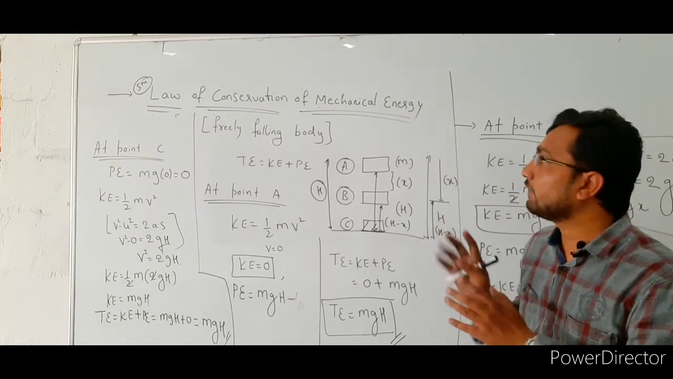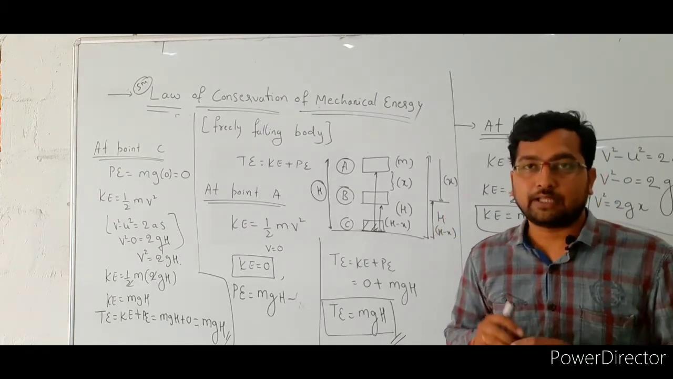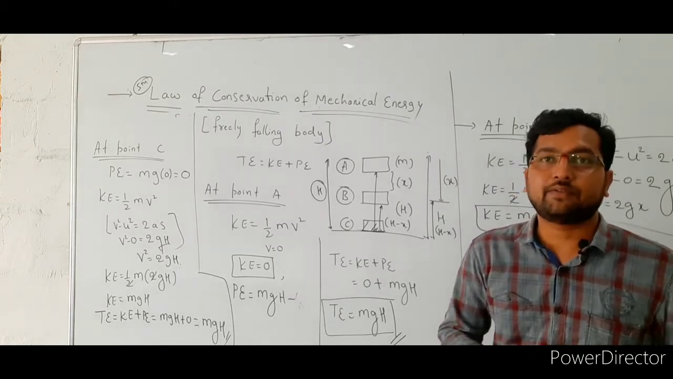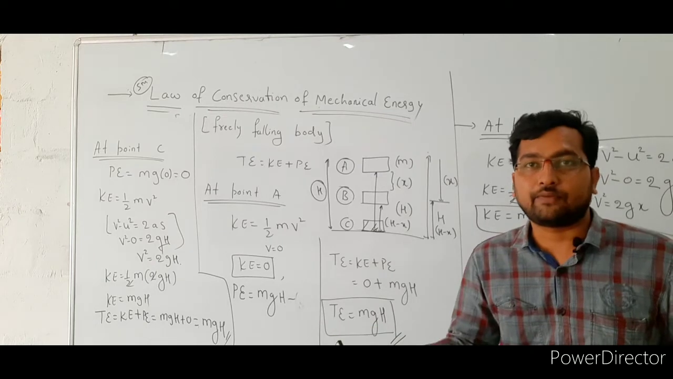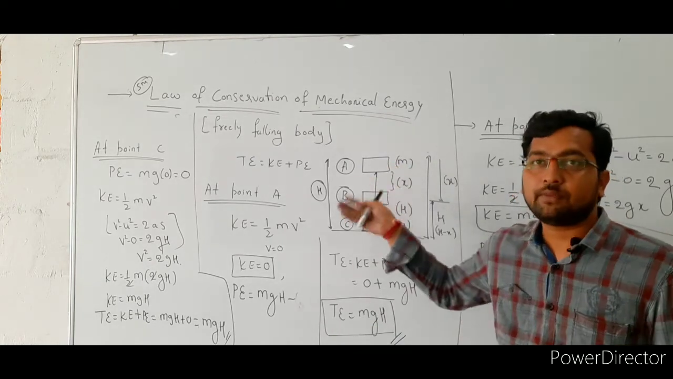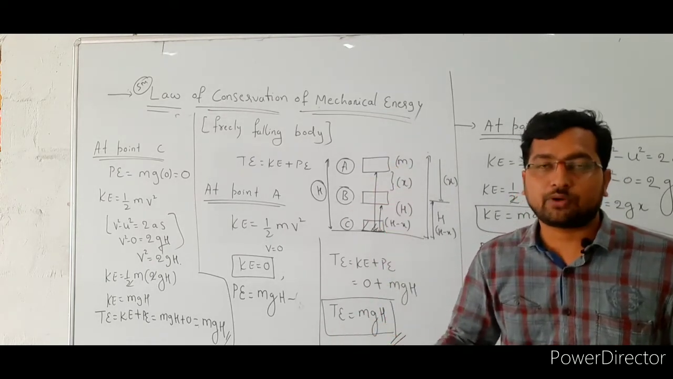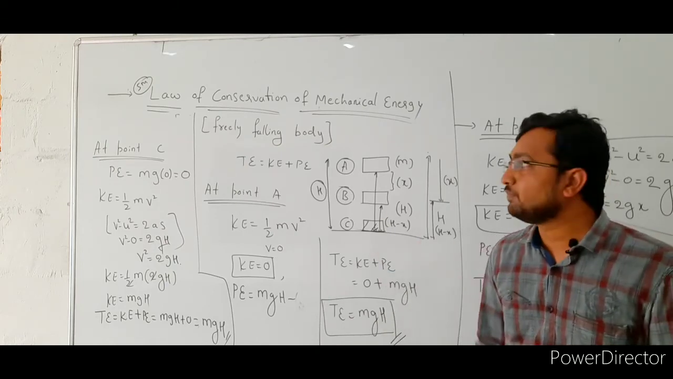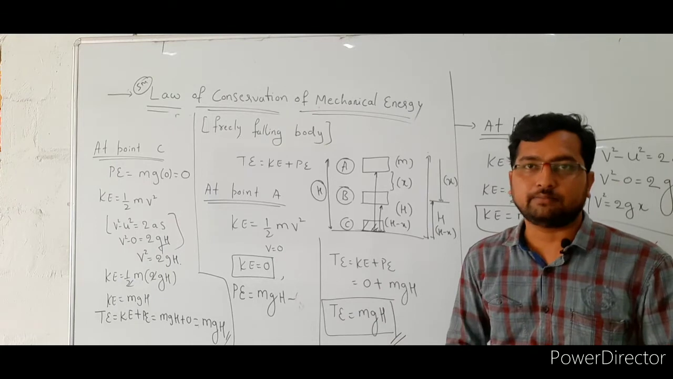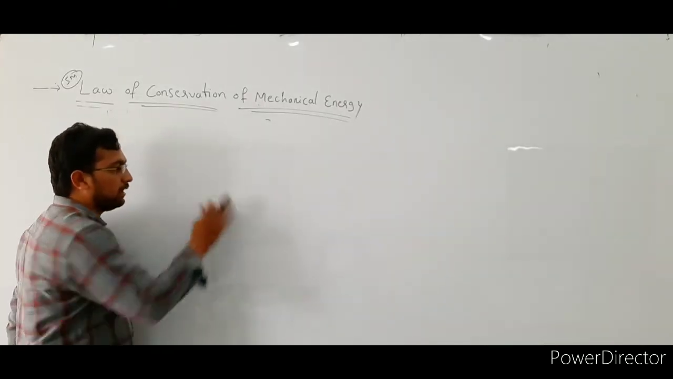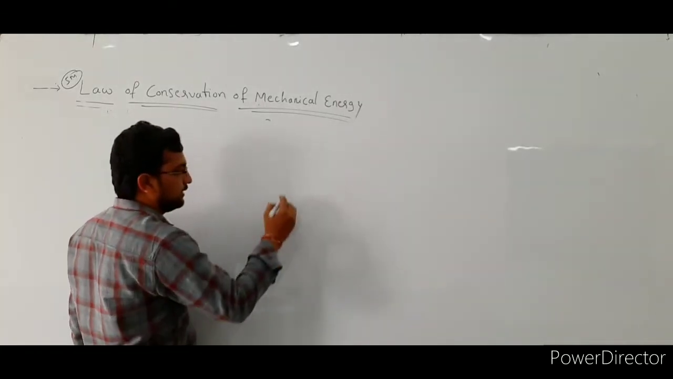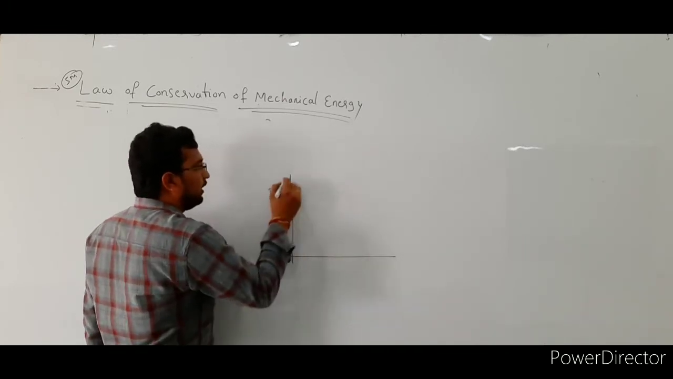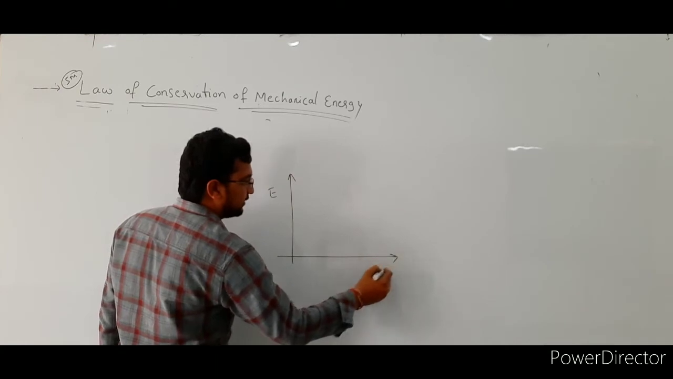So according to the law of conservation of mechanical energy, energy can neither be created nor destroyed, but it can be transferred from one form to another. Here it is transferred from kinetic energy to potential energy, or potential energy to kinetic energy. This is the proof of this theorem. Now we will draw a graph of energy versus distance. Okay, see here, this is the energy and this is distance, right?